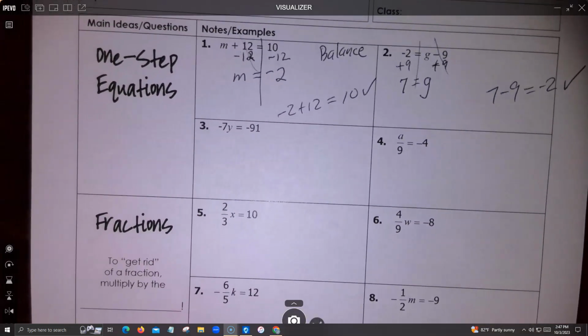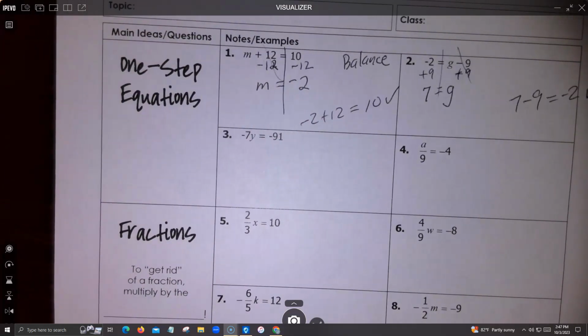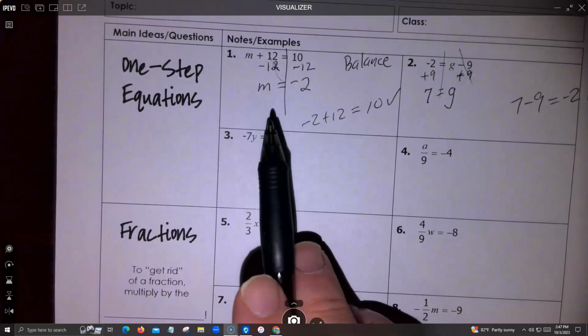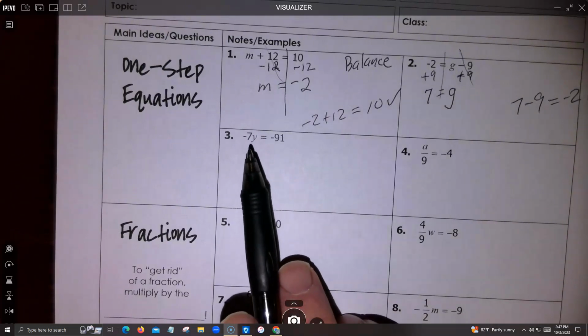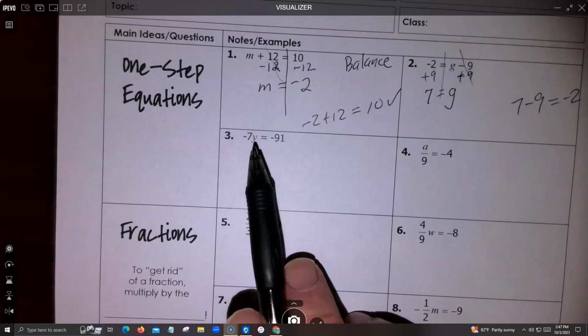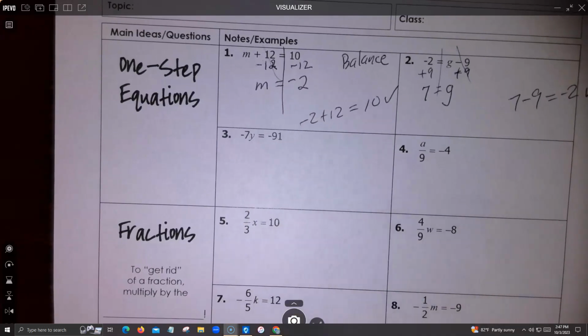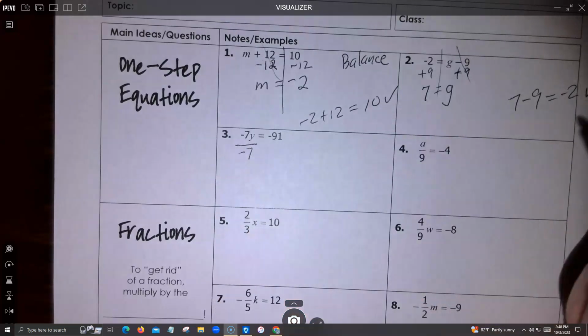Okay, number 3. Number 3 says negative 7y equals negative 91. Well, again, I'm trying to get the variable by itself. This time, it's not attached by addition. It's not attached by subtraction. It's attached by multiplication, because this is actually negative 7 times y equals negative 91. So in order to get rid of multiplication, I have to do its opposite, which is divide. So I'm going to divide by negative 7.